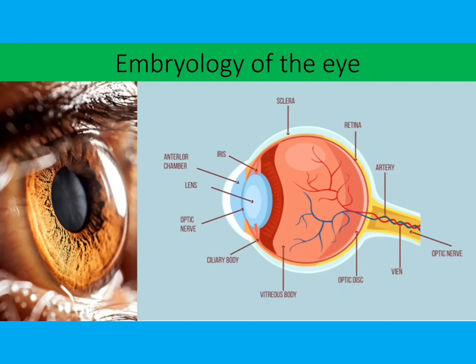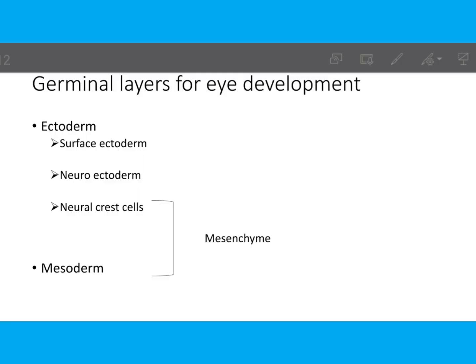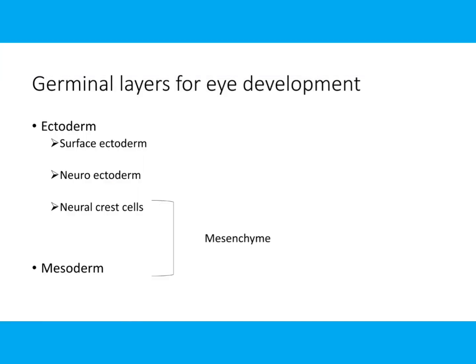So today in this video I will discuss with you all about the embryology of the eye. So let's start. There are three germinal layers present: ectoderm, mesoderm and endoderm. For the development of the eye, ectoderm and mesoderm take part and endoderm does not take any participation in it. Now this ectoderm has three parts: surface ectoderm, neuroectoderm and neural crest cell. And this neural crest cell and mesoderm together make mesenchyme.